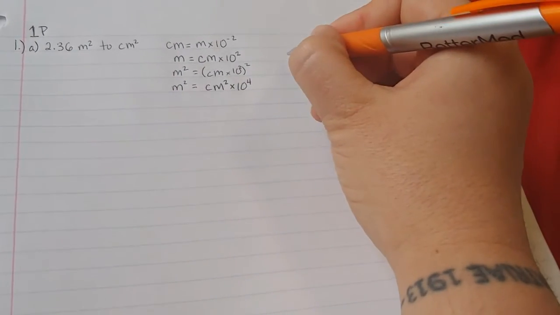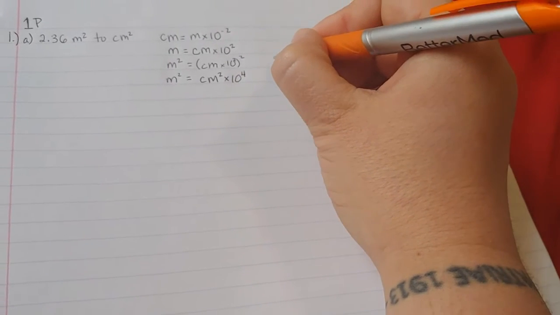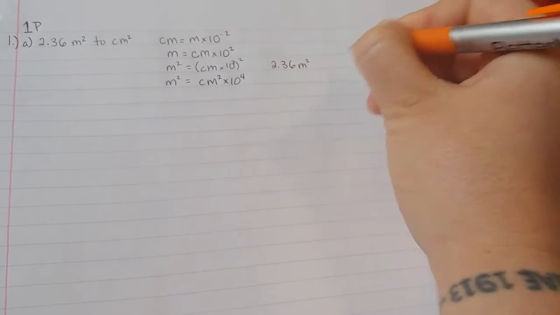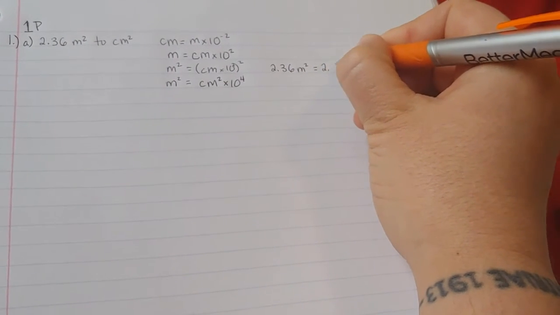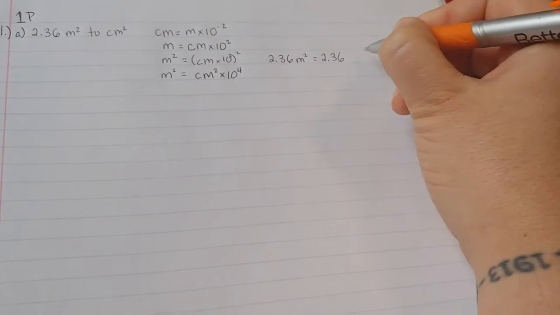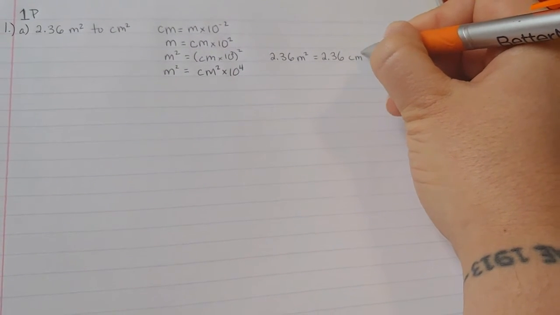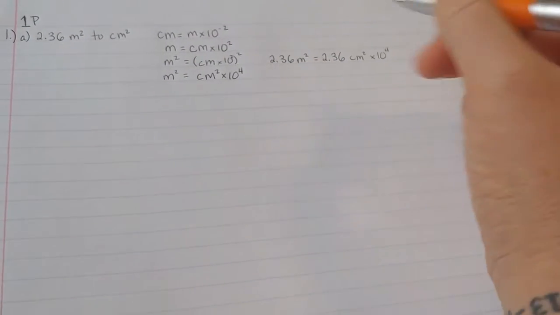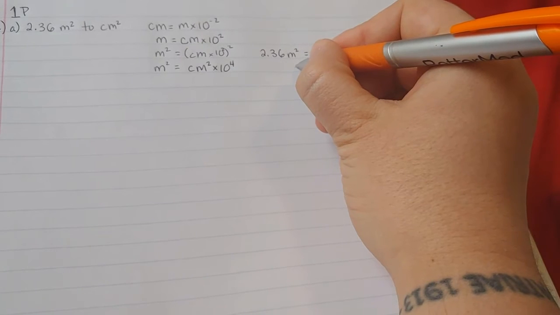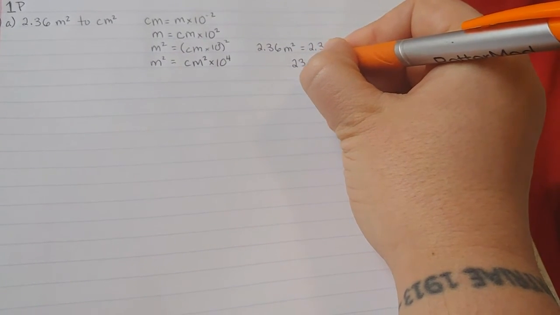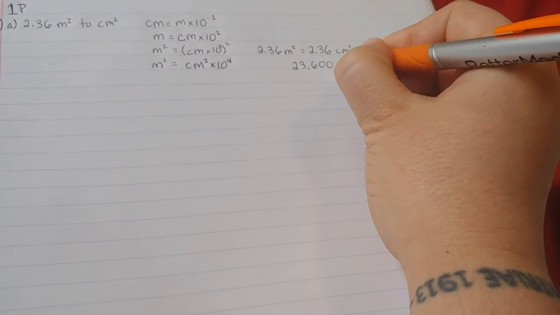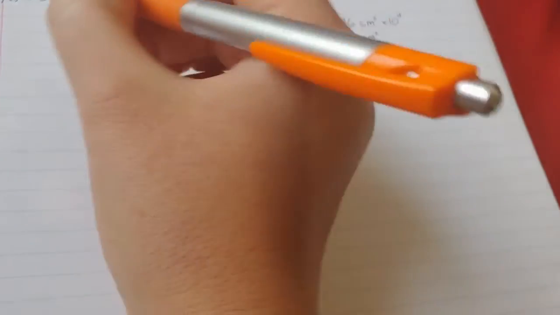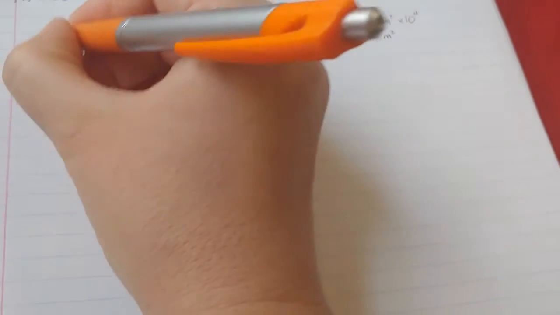So then, if I have 2.36 square meters, that means I have 2.36 square centimeters times 10 to the 4th. And if I multiply that out, I have 23,600 square centimeters. All right, so a little bit more streamlined, let's look at B.